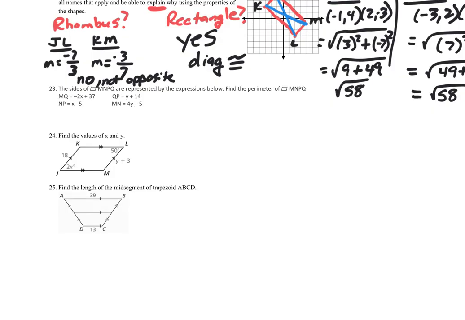Okay, on number 23, you don't have two of these. So the first thing I would tell you on this one, draw yourself a picture. I'm going to let you kind of work this one out, but give you a helpful hint here. We've got M and PQ. Label your sides.